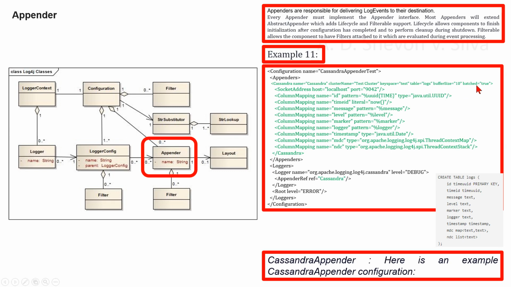Buffer size int, the number of log messages to buffer or batch before writing. By default no buffering is done. Batch boolean, whether or not to batch statements to write log messages to Cassandra. By default this is false.